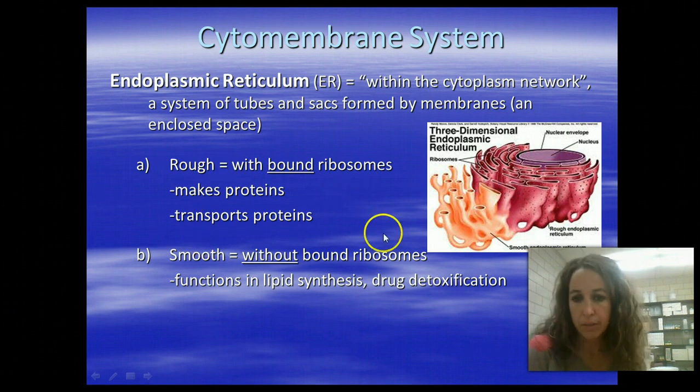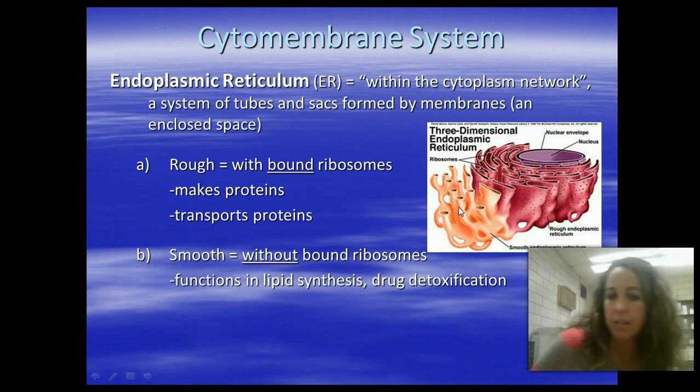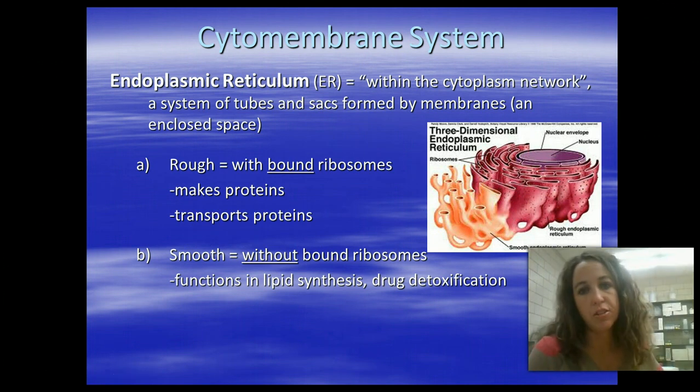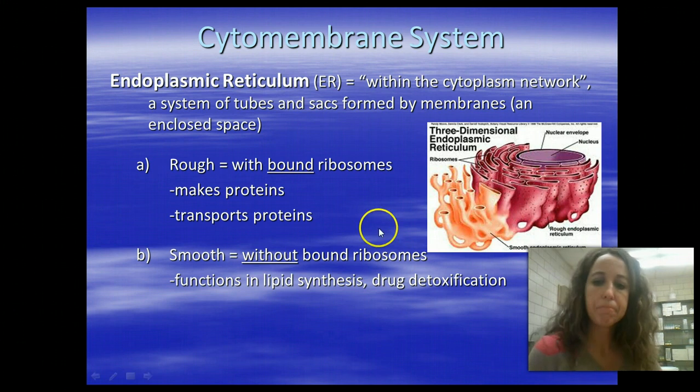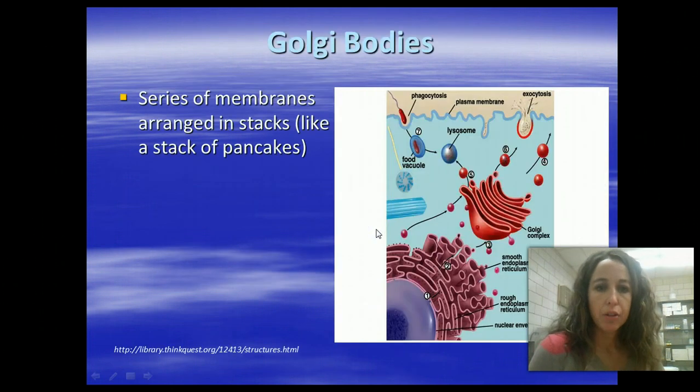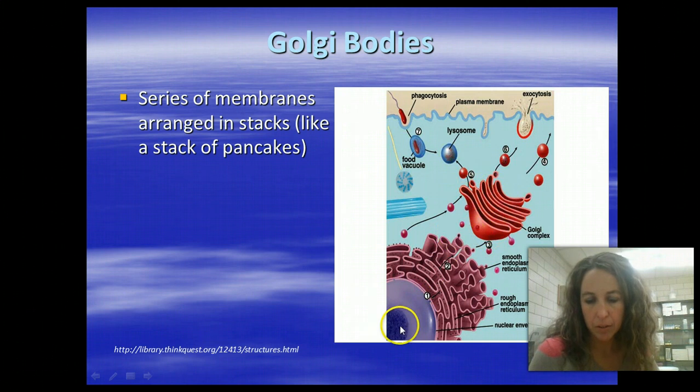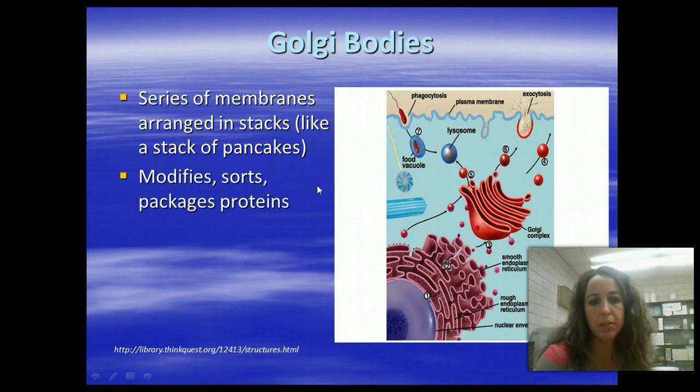The smooth has a different function. It's still this network of tubules and membranes, but its function is different. Its function is to make lipids and to detoxify drugs. Okay? Next is the Golgi body. The Golgi body is right here, located again close to the ER. So you have the nucleus, then you have the endoplasmic reticulum, then you have the Golgi body. This is again another series of membranes, but instead of being interconnected, they are separate little sacs, kind of like a stack of pancakes, and then they form these little vesicles, which are going to hold the materials.